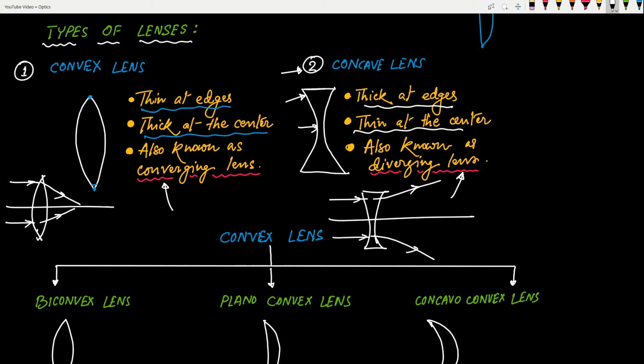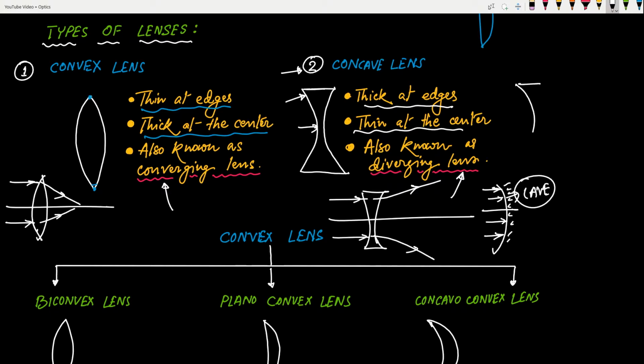Like in the mirror, there are also concave mirror and convex mirror, and I said that if the reflecting surface is like a cave, you can see the reflecting surface is the cave, therefore it is a concave mirror.